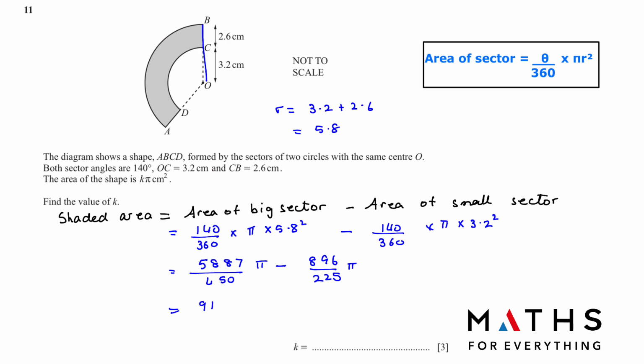This will give you 91 over 10 pi. Now, if you put the whole thing in the calculator, you're going to get a decimal. Just put this part in the calculator, that is 9.1 pi. So the value of k is 9.1.